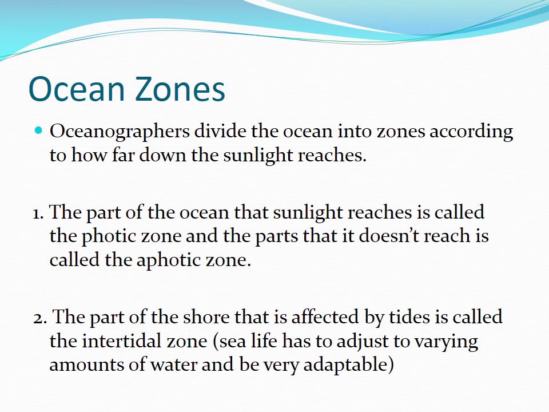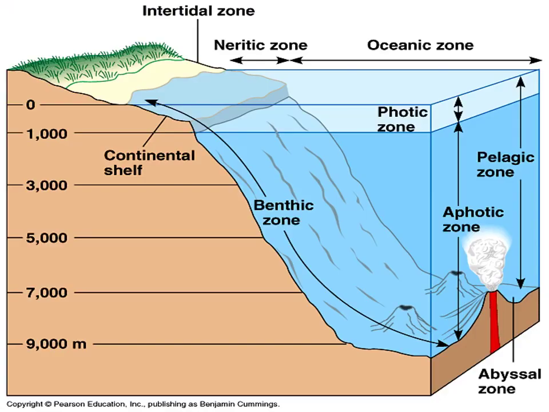The part of the shore that is affected by tides is called the intertidal zone. In this zone, that's where the waves are crashing on the beach. And in this zone, you have sea life that has to adjust to varying amounts of water and has to be very adaptable. During high tide, the sea life that lives in this zone has to be able to handle more water, and during low tide, they have to be able to handle less water.